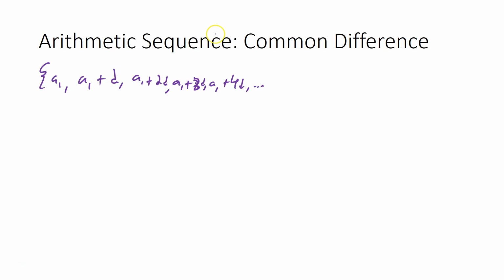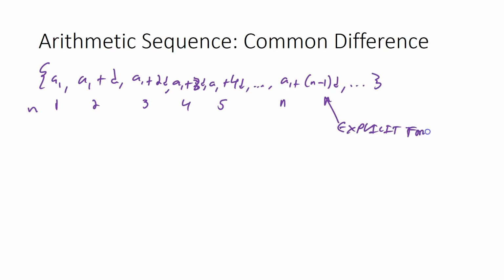Okay. Now let's notice what's going on here. So you have the first term. Let's write the nth term here. So the second term, third term, fourth term, fifth term. Notice that the number of D's you have is always 1 less than the term you're on, right? Because we haven't added any yet on the first term. So the nth term is going to be A1 plus n minus 1 times D. So that right there is the explicit formula for any arithmetic sequence.